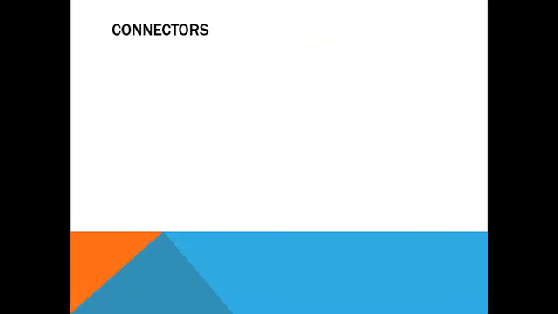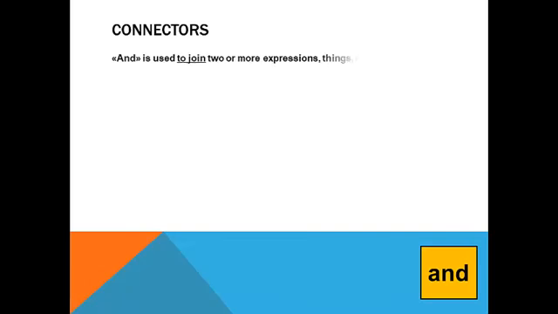Let's continue with this topic, and here we have first of all the connector and. Let's see some examples, but first of all, let's describe when we are going to use the connector and. It says, and is used to join two or more expressions, things, or names. As I mentioned before, we use and to join two or more expressions, things, objects, names, etc.